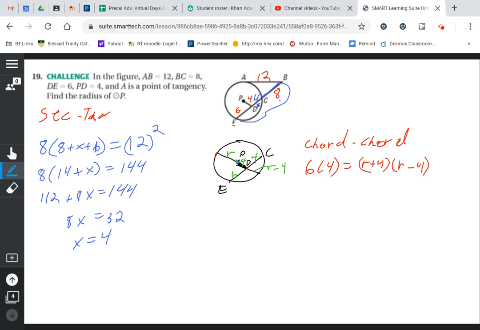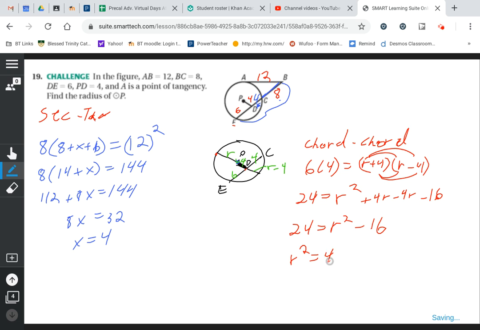All right, so here we go. This is how it's set up, and now we can solve for R. 6 times 4 is 24. And if we FOIL this out, we end up with R squared plus 4R minus 4R minus 16. That becomes 24 equals R squared minus 16. R squared equals 40. Take the square root of both sides, and in simple form, the square root of 40 is 2 root 10.